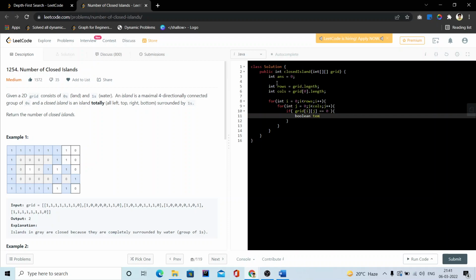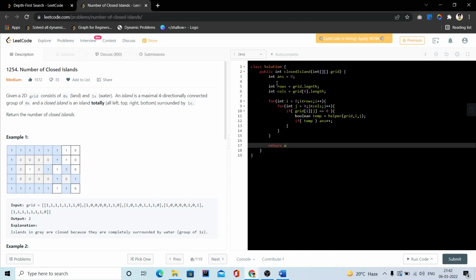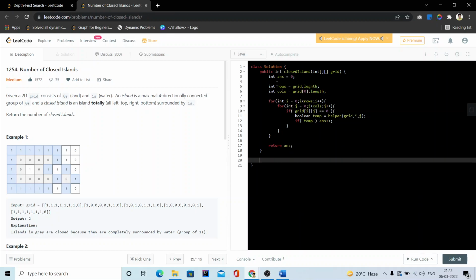We would make a helper function to do our DFS. I'll explain the helper function in a minute. It would return a boolean variable. So if it's true, that means it's a closed island. So we just increment our answer variable and return that answer variable in the end. Now let's complete our helper method.